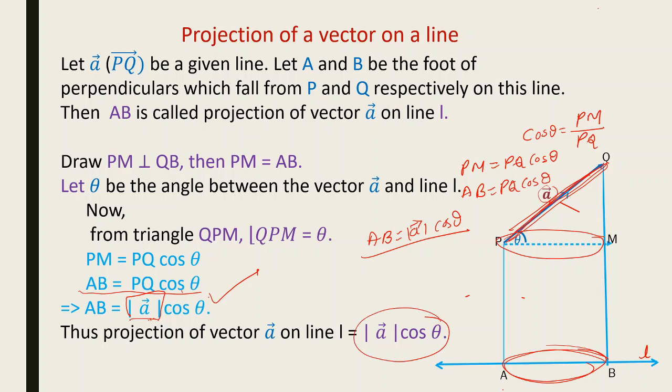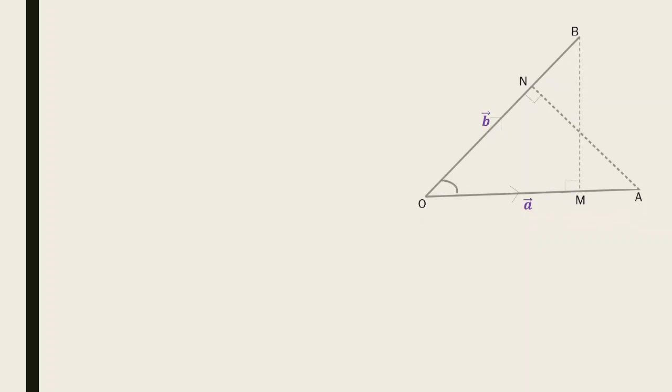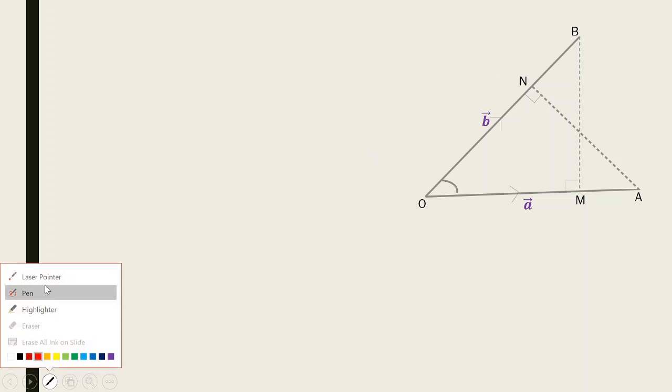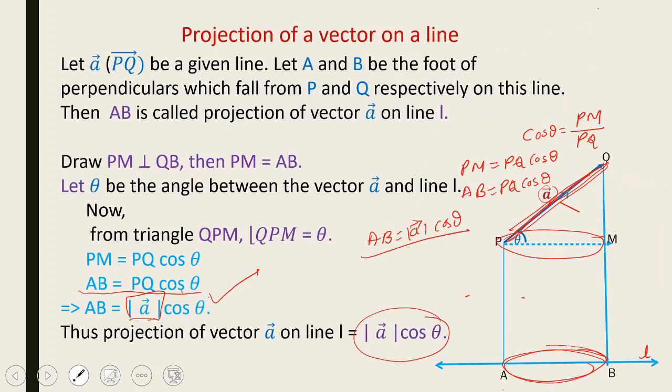But here we are going to solve some problems based on one formula. Let us find out that formula now. The projection of vector A on B, or projection of vector A on C, or projection of vector B on A, whatever they ask, they will give the two vectors and ask the projection of vector B on vector A, or they can ask the projection of vector A on vector B.